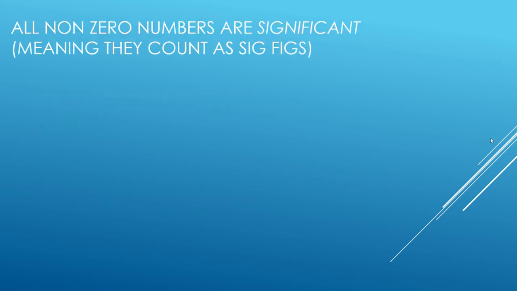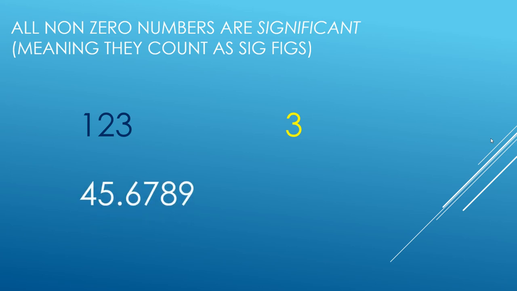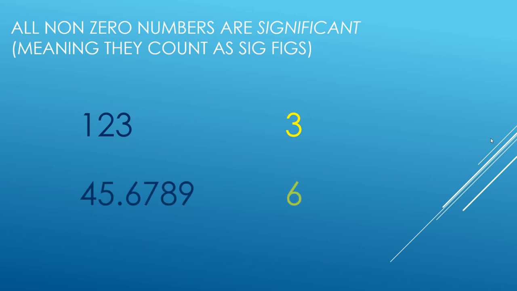Rule number 1 is the easy one. All non-zero numbers are significant. So if you have the number 123, you have 3 significant figures. They are all non-zero numbers. They are all significant. If you have 45.6789, those are all non-zero numbers. They are all significant. So you have 6 significant figures.